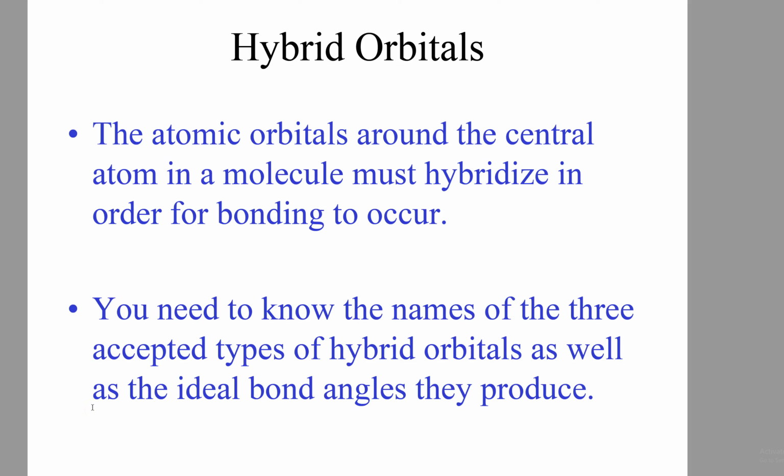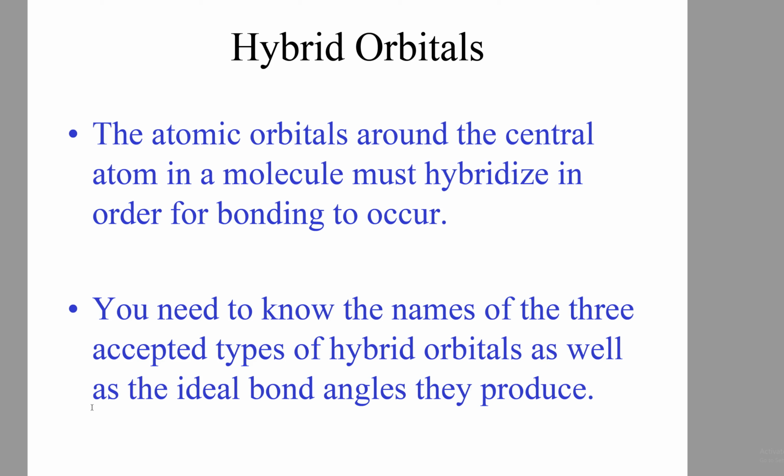Let's talk about hybrid orbitals today. A hybrid orbital is any orbital that is going to hybridize in order to bond with another element. Atomic orbitals are divided into different suborbitals, S, P, D, F, and so on. When they bond with each other, they begin to combine electrons and share space.